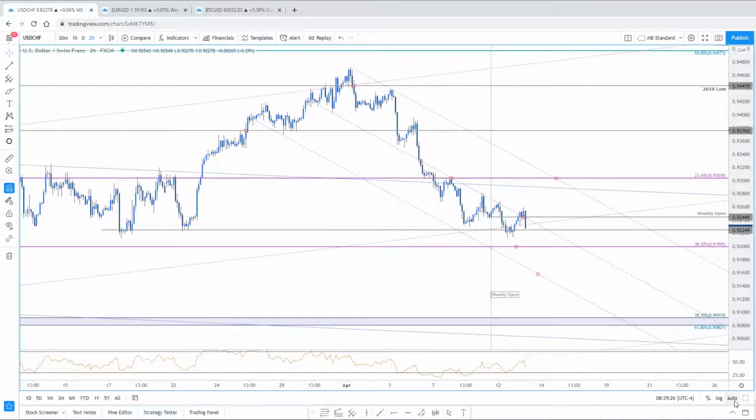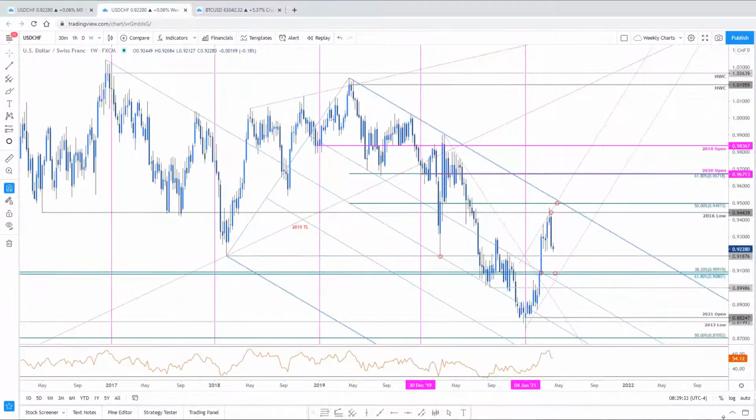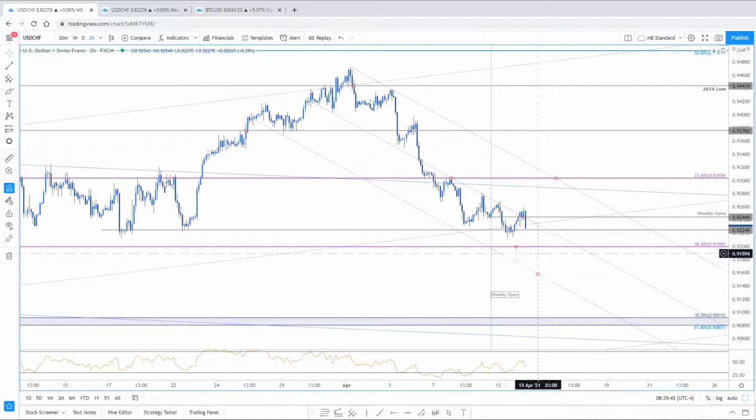So interesting stuff here on dollar Swiss coming into some support. Here's the weekly chart. There's 91.87. Lows from 2018, lows from 2020, specifically in March. Really nice pivot in price, just lower from where we are now. All right, that's dollar Swiss.